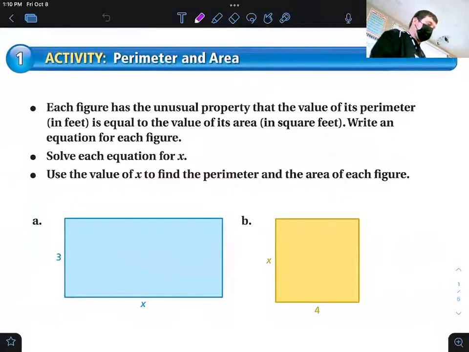While you're getting it downloaded to Notability, I'm going to read the instructions. It says each figure has, and now when it says each figure, it's talking about each problem separately. So when we're doing example A, we're just looking at the blue rectangle. Each figure has the unusual property that the value of its perimeter is equal to the value of its area. Write an equation for each figure, then solve it for x, and then use x to find out what the perimeter and area are.